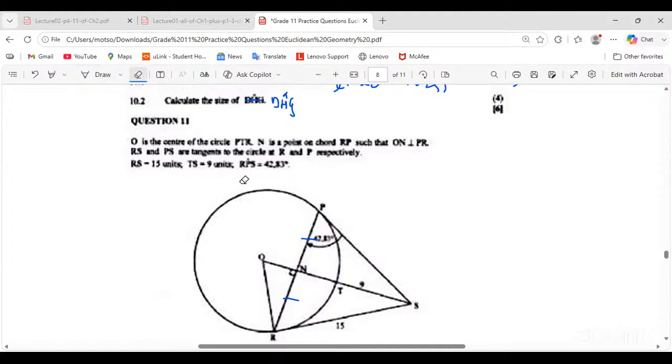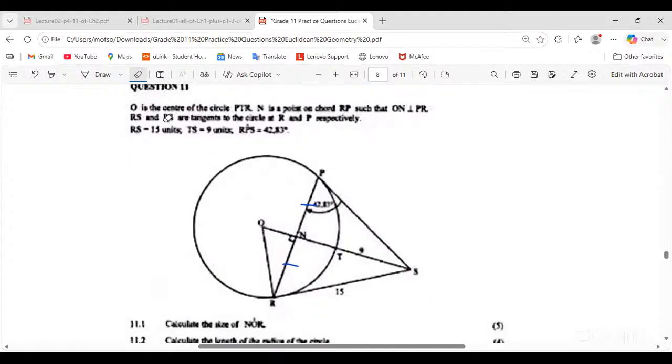Now, RS is 15 units. TS here is 9 units. And RPS is 42.83 units. I'm sorry, I don't know why I keep on messing with this. It is 42.83 degrees, not units. 42.83 degrees.